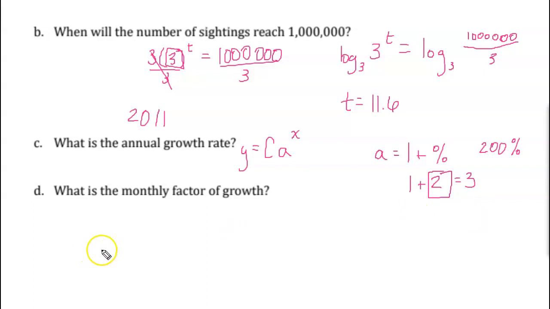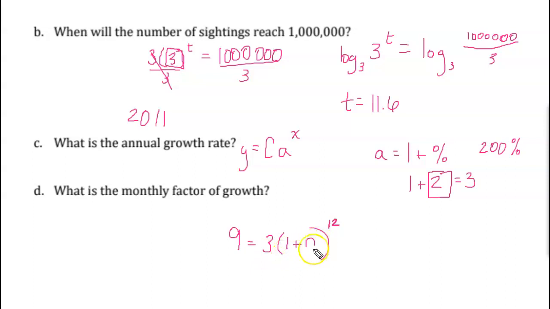And then what is the monthly growth factor? Well, I'm going to have to think about that one for a second. I know that it's tripling in size in 1 year. So that means if I started with 3, 1 plus whatever the monthly growth rate is, and then I know 1 year is 12 months. So after 12 months, I should end up with 9 lionfish sightings because we were told that it triples every year.